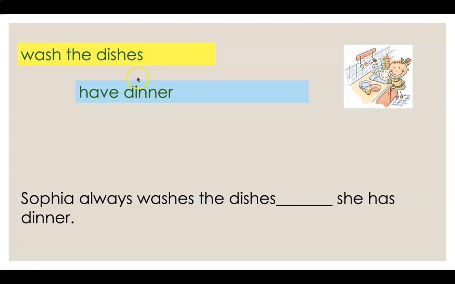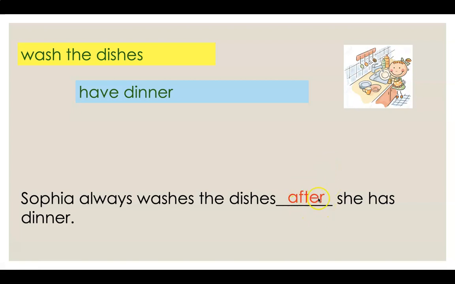Here comes another example. There are 2 activities here. One, wash the dishes. Another one, have dinner. And my sentence here is, Sophia always washes the dishes, blah blah, she has dinner. So which word, before or after, should I put here? Yes, we should put after here.